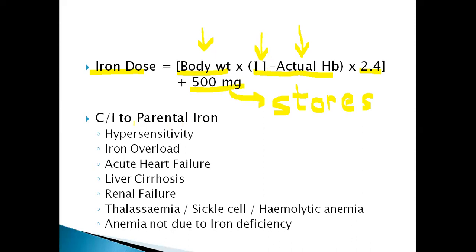What are the contraindications to parenteral iron? Hypersensitivity or known iron overload are obvious contraindications. Systemic conditions like acute heart failure, liver cirrhosis or renal failure warrant deciding against parenteral iron therapy. Thalassemia, sickle cell anemia, and other hemolytic anemias, where basically there is breakdown, warrant against use of parenteral therapy. And anemias which are not due to iron deficiency also obviously are conditions where parenteral iron should not be used.